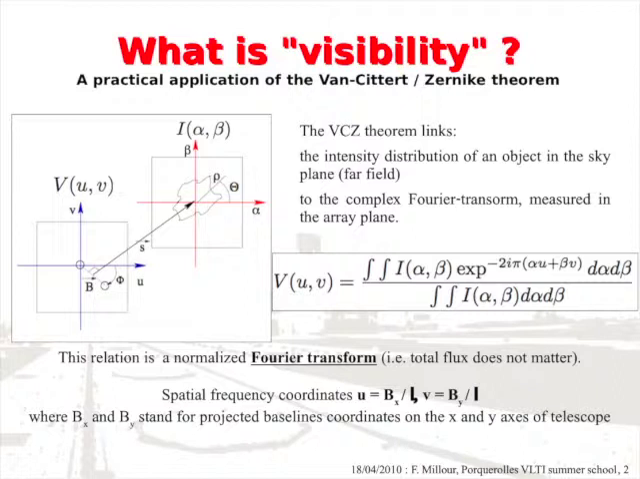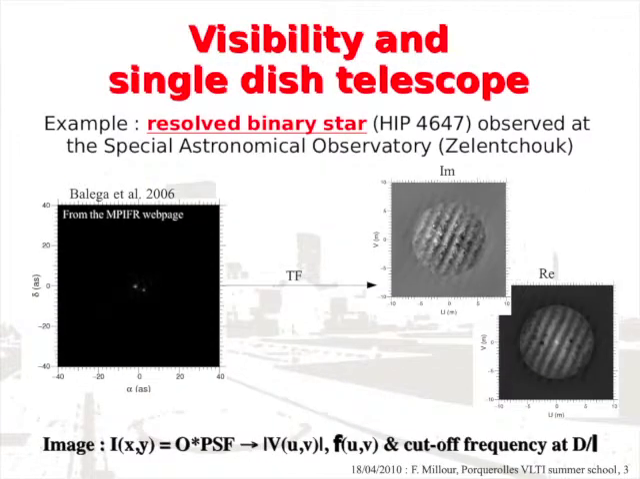So today we will talk about this, V, and tomorrow we will talk about these coordinates, because you will see tomorrow that it's also important to care about where you measure your visibility in the UV plane.